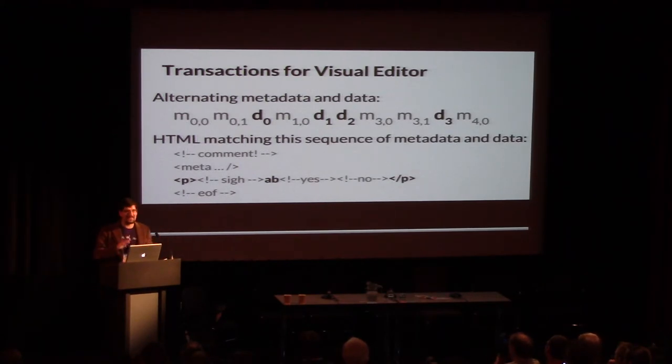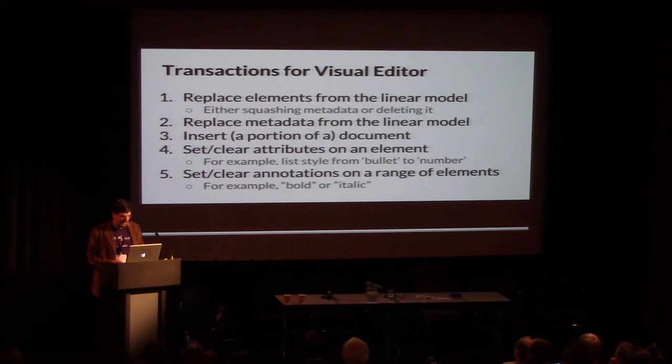Okay, so I've got this slightly more complicated data structure that has some amount of metadata before every bit of actual visible data. And then there's all the things that you can do with it in Visual Editor. So I've already done the optimization where insert and delete are just replace. So everywhere you see replace, imagine that there's actually three operations, which Rowan and I will talk about later.